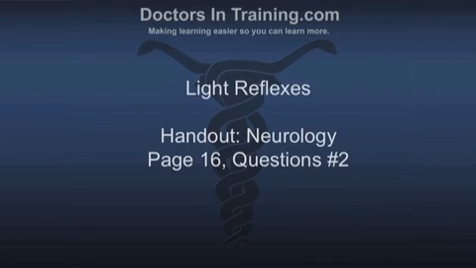Number 2, describe what light reflexes will be seen in both eyes if the right oculomotor nerve is damaged. This is referred to as an efferent defect. So the signal getting to the eye to react is problematic, but the visual signal from the eye to the brain is not problematic. So what will happen here?